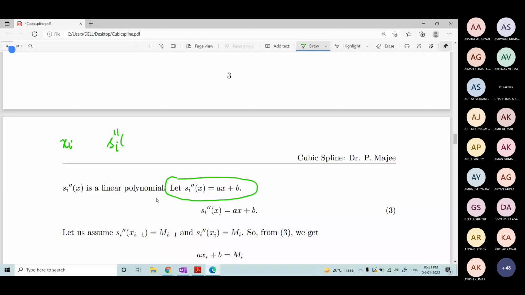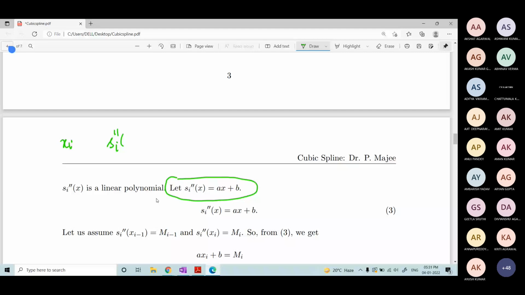Because we assumed what was mi? Mi was, you see, si double dash x at xi for i equals 0, 1, 2 up to n. So unknowns are n plus 1 and the equations are n minus 1. So you will not get a unique solution. Here unknowns are more, equations are less. So you will not get a unique solution.